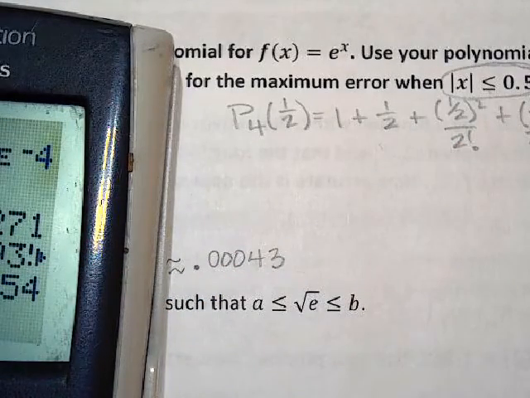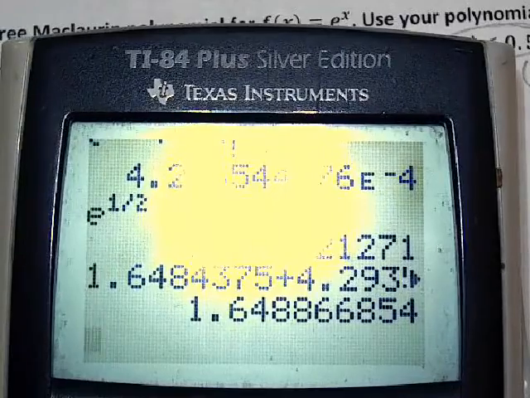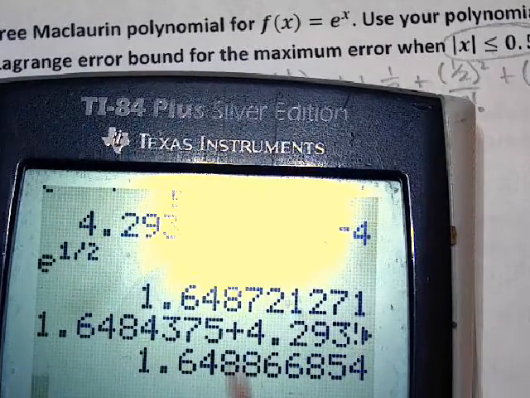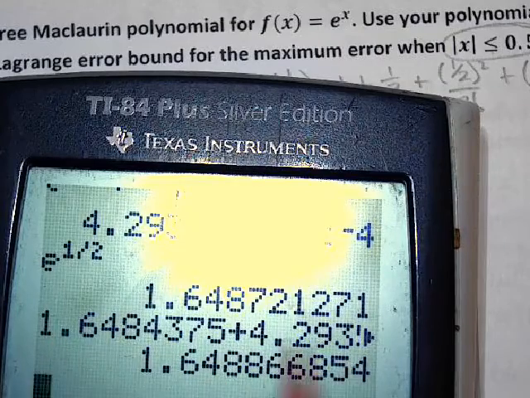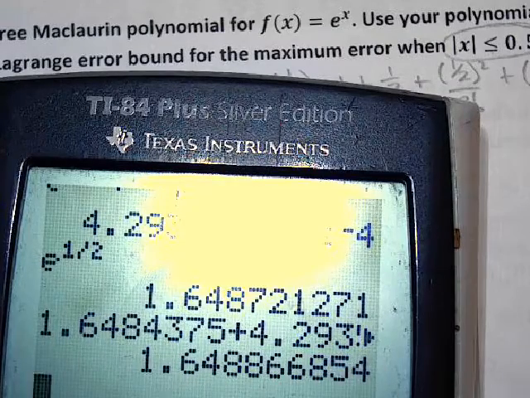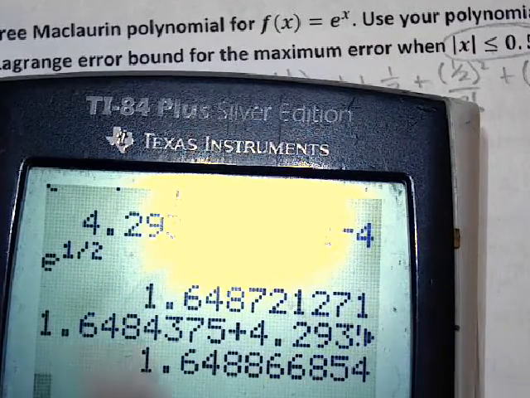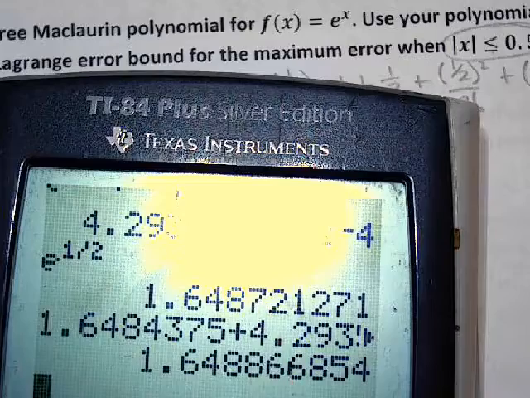Example 4. Oh, I was comparing the decimals on the screen. You guys couldn't even see them. There. This was me taking our estimate for e to the 1/2 and then adding our error. So I was adding the error to see how close it got us. And it took our estimate and got us a little bit closer to the actual value. So anyway, Example 4.